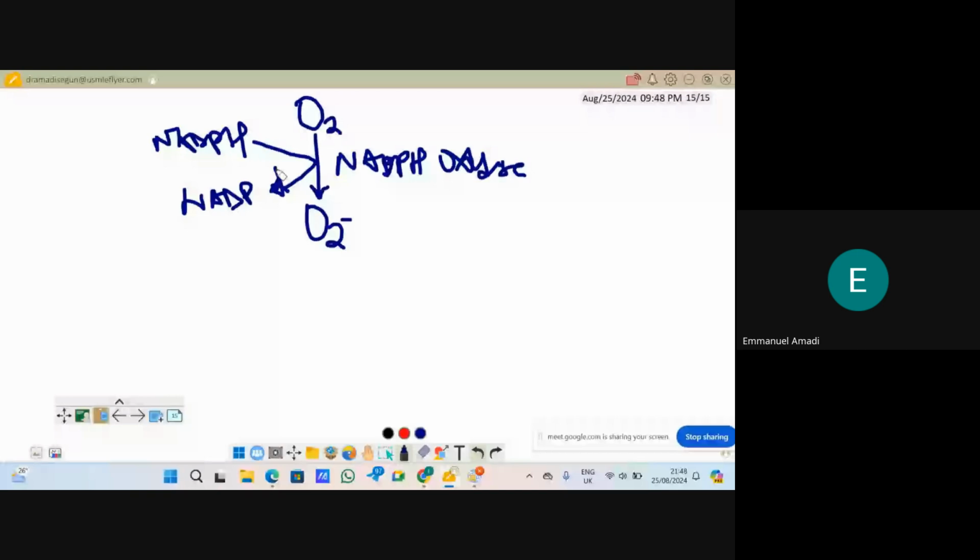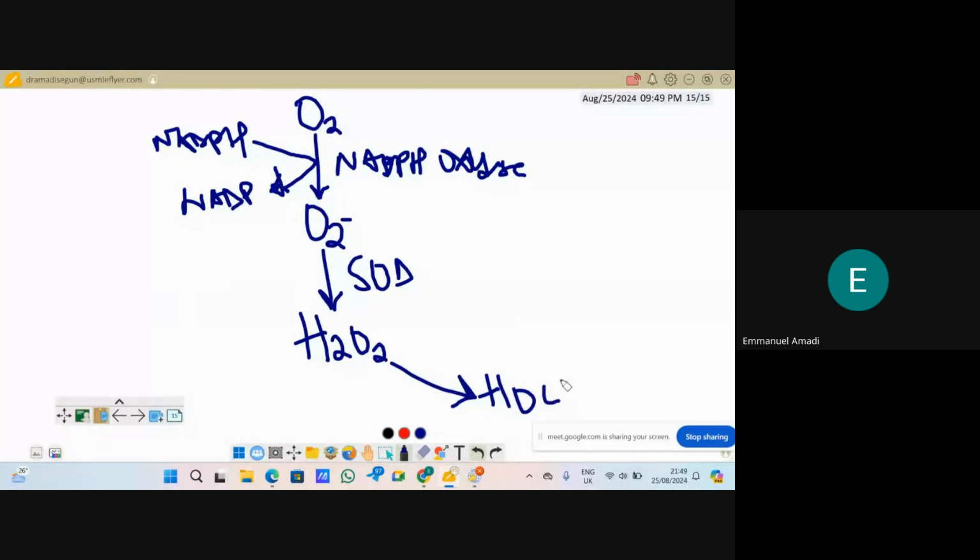Now, the other thing that will happen is this. This oxygen radical will move to hydrogen peroxide. That is the next lethal substance that is produced. And this hydrogen peroxide is produced from oxygen radical via the enzyme superoxide dismutase. I will abbreviate it as SOD. And finally, your myeloperoxidase will come in and move this hydrogen peroxide into hypochlorous acid. So this is your myeloperoxidase.